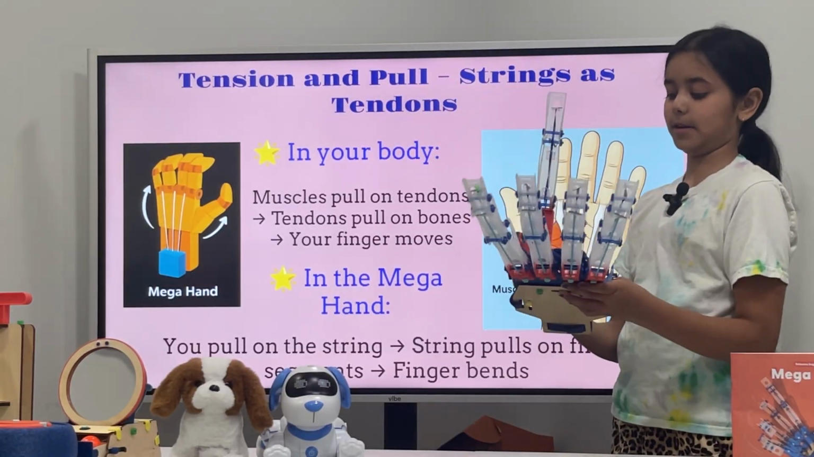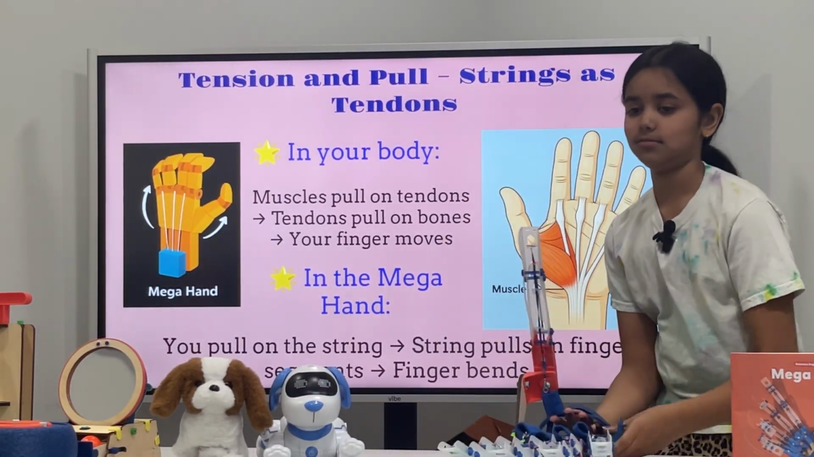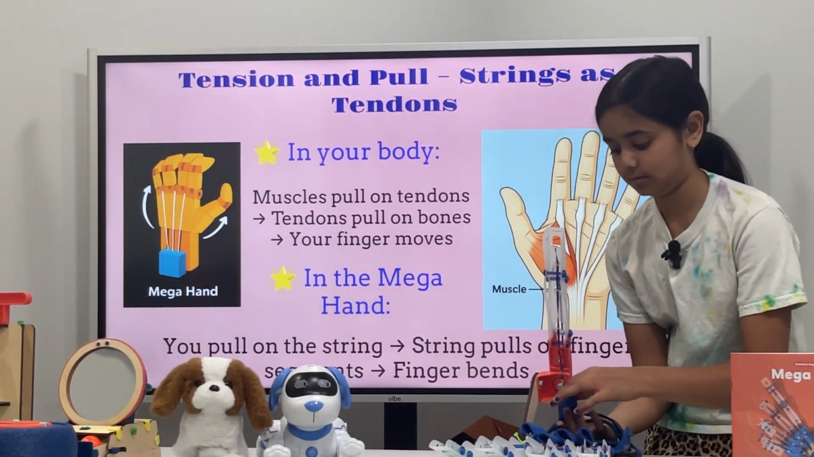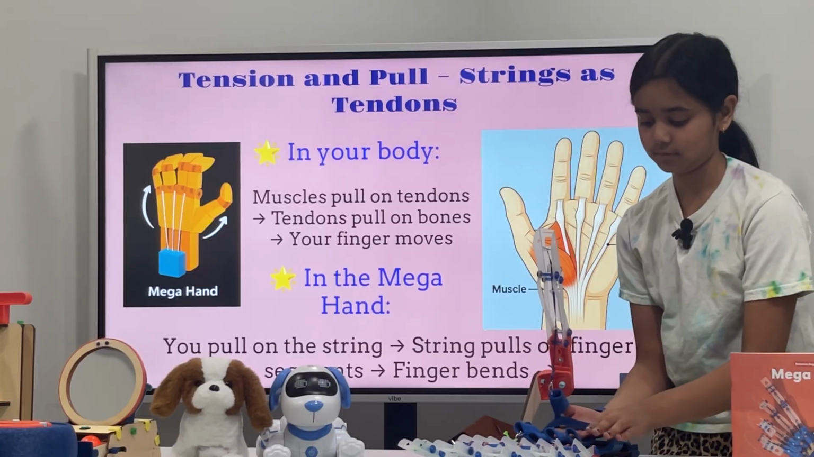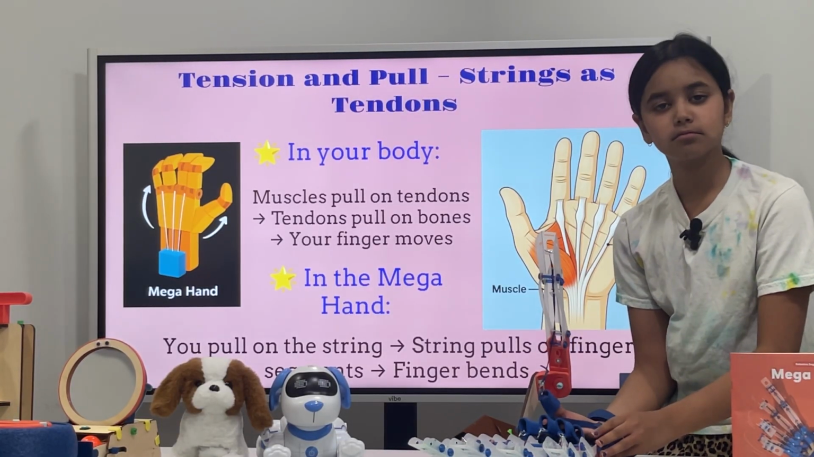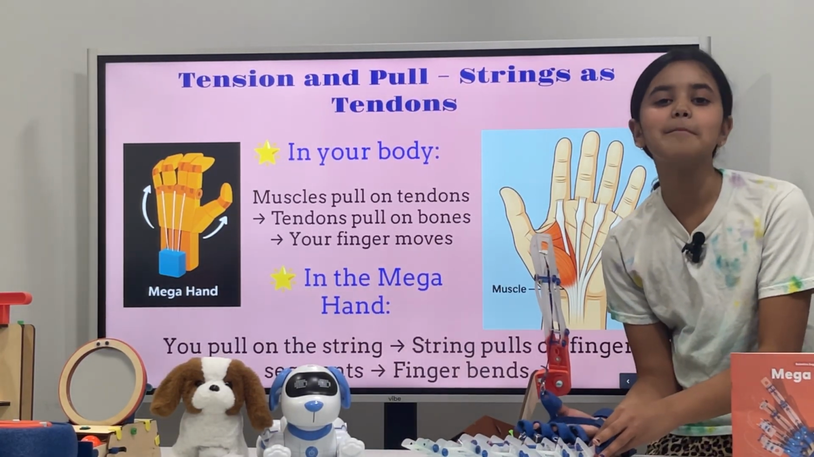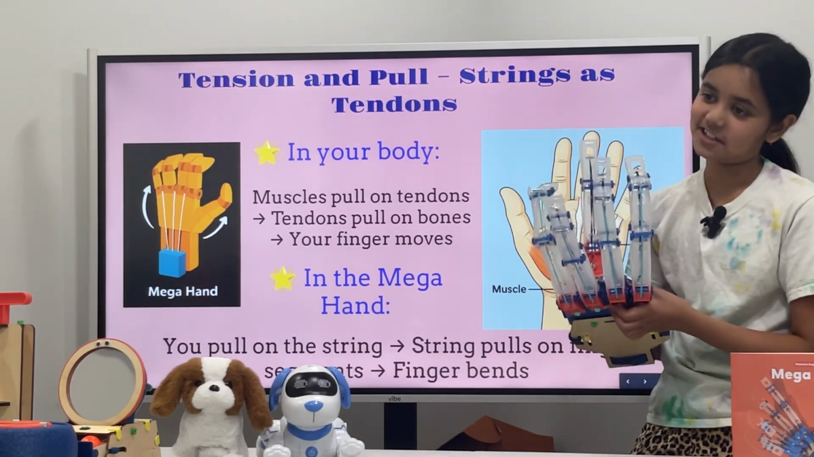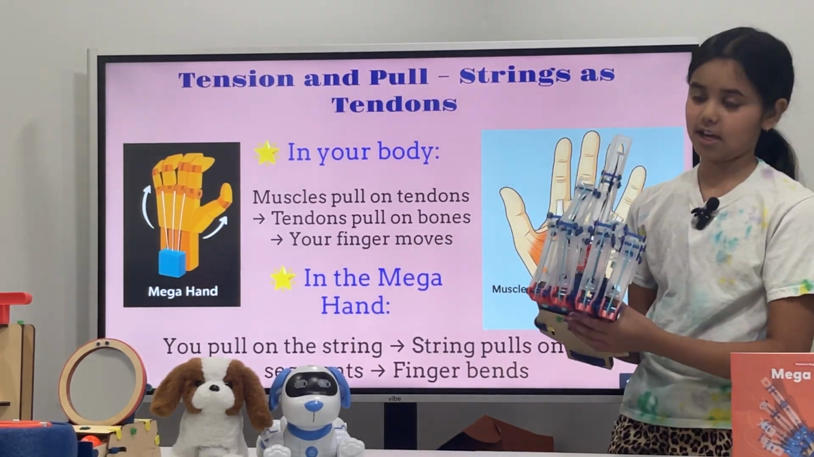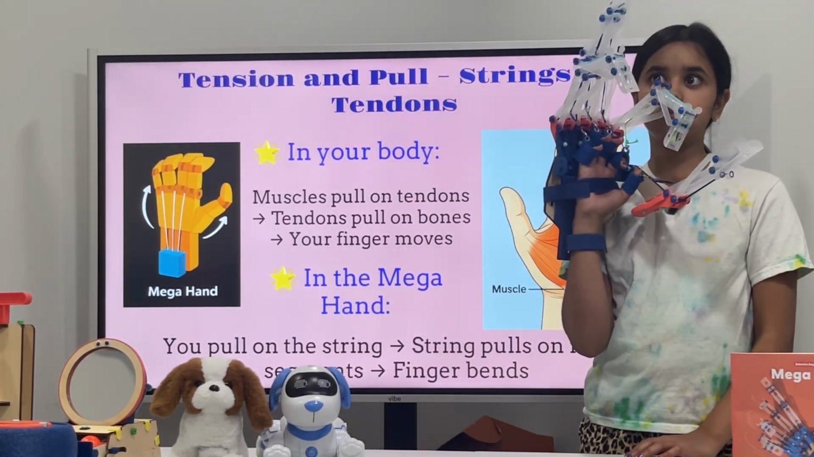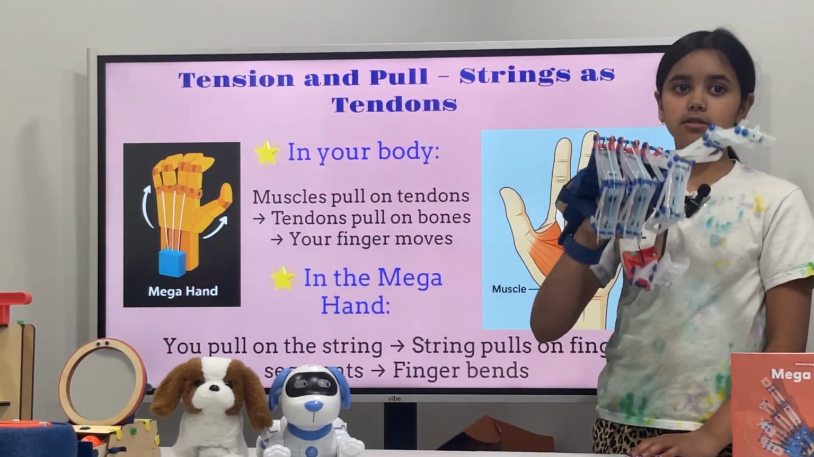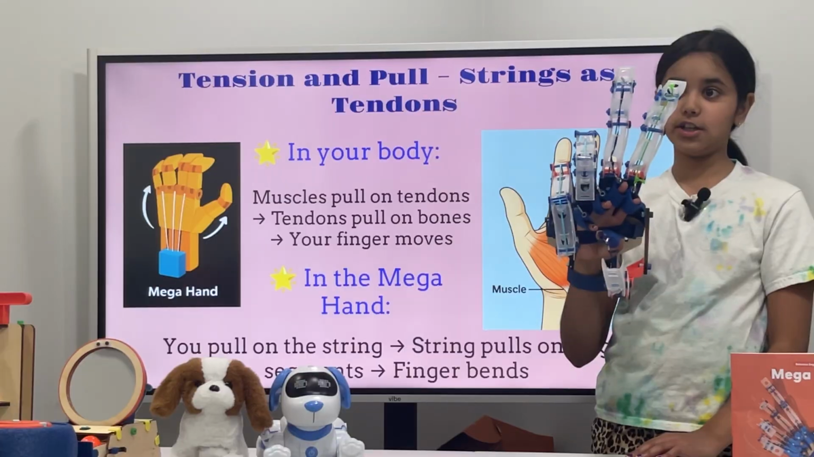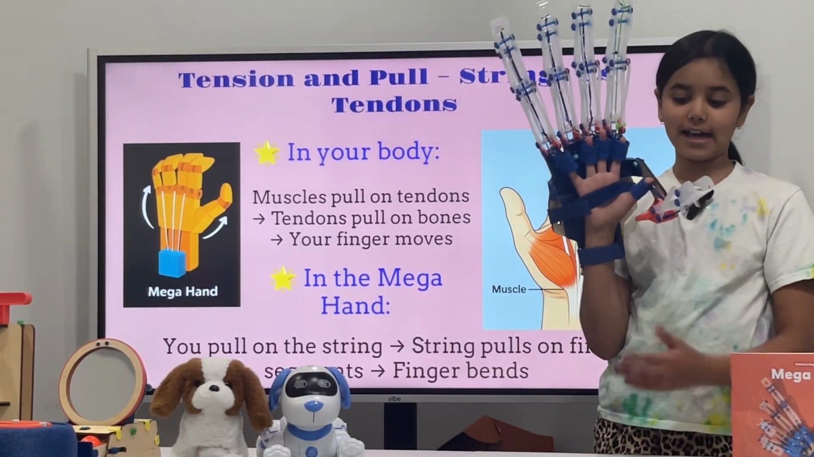Okay, I'm going to put it on now. Hard to get in. Wow, this hand is so gigantic. It's called a mega hand. That's why it's gigantic. So there, I move it. One finger, two fingers, three fingers, four fingers, five fingers.